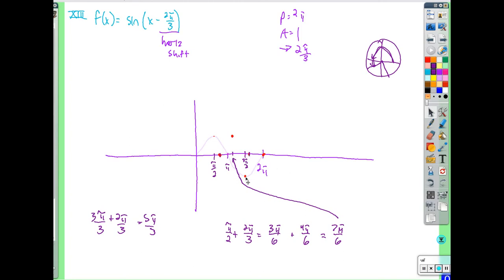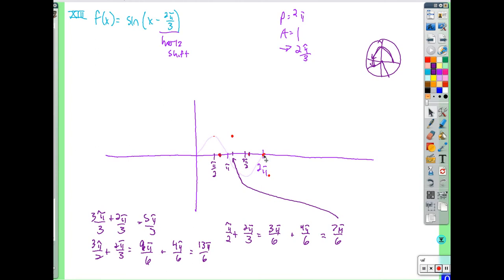And this one's next. From 3 pi over 2, we're going to move it over 2 pi over 3 to the right. So 3 pi over 2 plus 2 pi over 3. So that's going to be 9 pi over 6 plus 4 pi over 6. That's going to be 13 pi over 6. 12 pi over 6 would be all the way around the circle, and then 13 pi over 6 would be one more sixth past that. So this one's going to go just a pi over 6 past 2 pi.